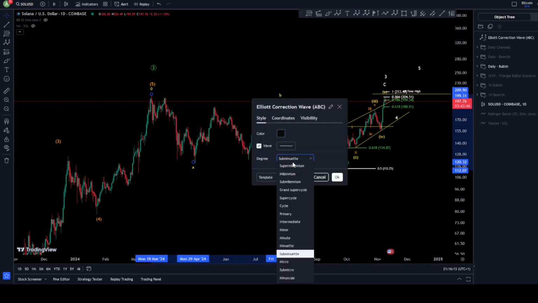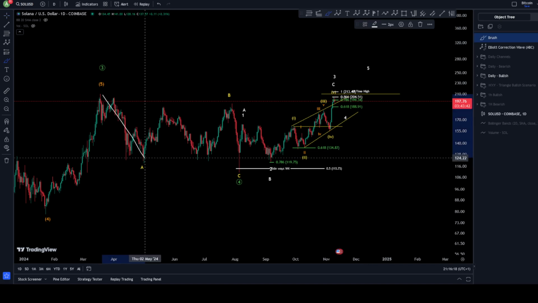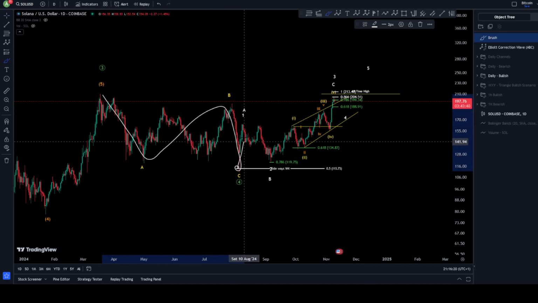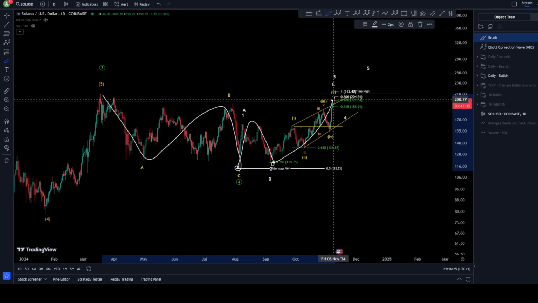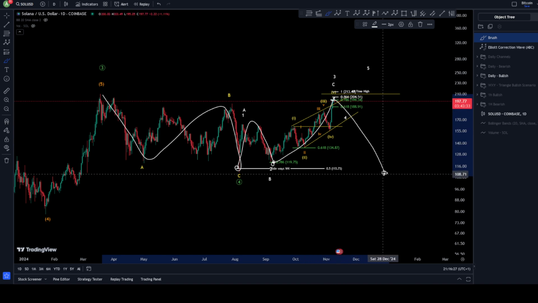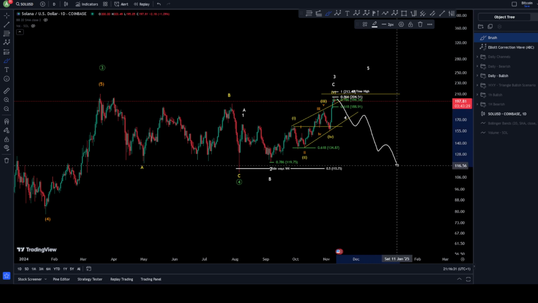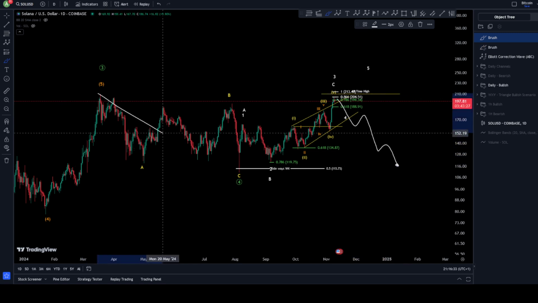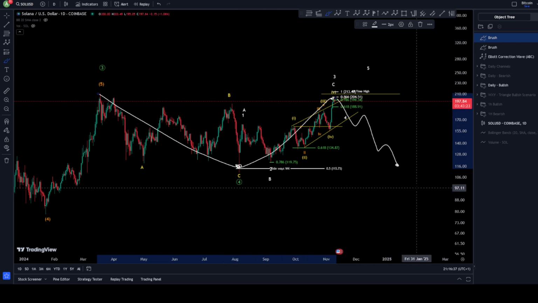As you can see, it is a finished zigzag, right? A, B, C, and then possibly another A, B, and a C, where here you want to see a regular flat finished with another 5 waves toward the downside, and that brings us to a finished structure as A, B, and a C.